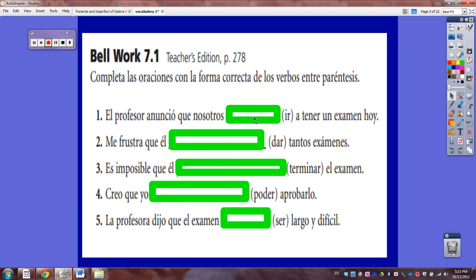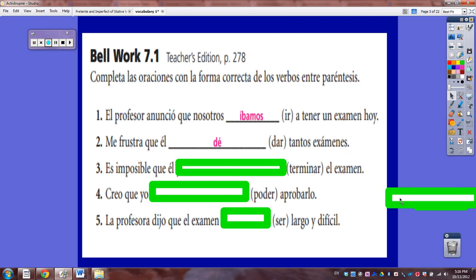All right, now that you have finished doing this, the first one, el profesor anunció que nosotros íbamos. So here we are going to use an indicative verb, but we're going to use the imperfect. The professor announced that we were going to have a test today. Me frustra que él dé. Alright, so we're going to use the subjunctive here. It frustrates me that he gives so many tests.